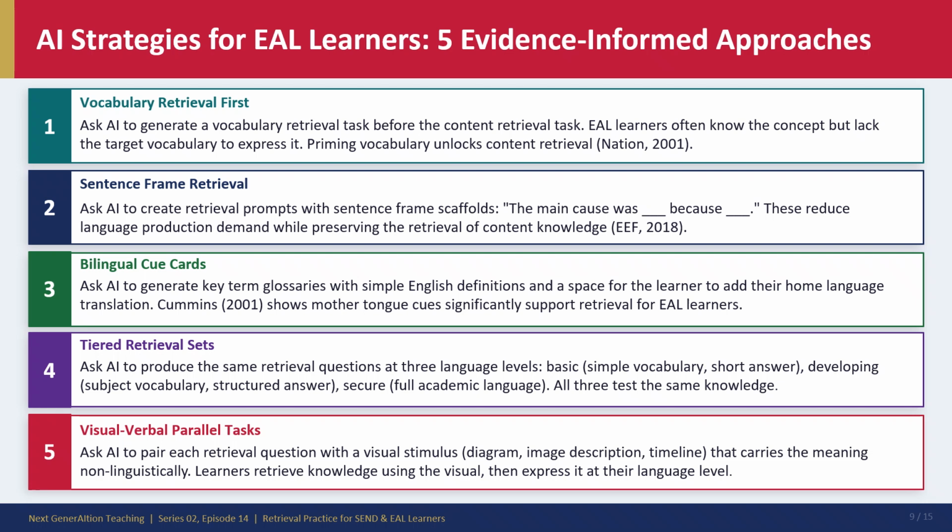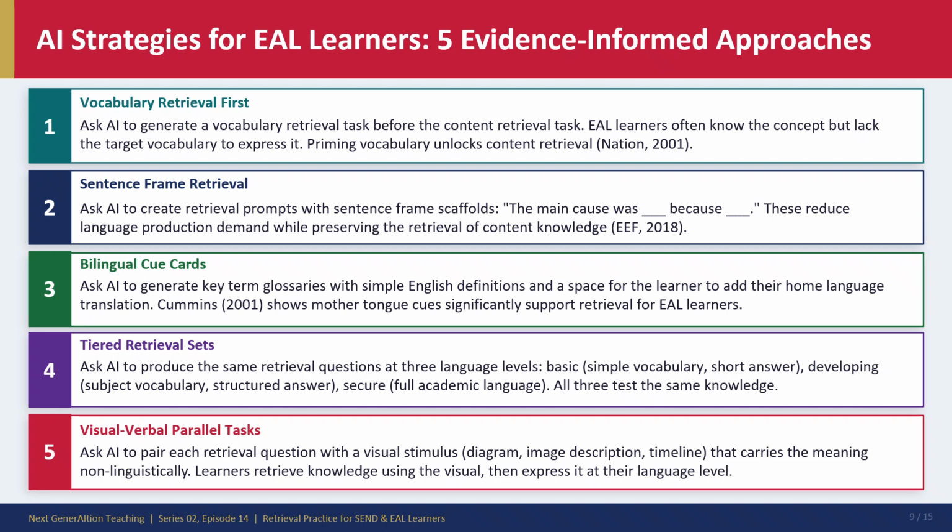Strategy 4 is tiered retrieval sets. Ask AI to produce the same level retrieval questions at 3 language levels. Basic: simple vocabulary, short answer. Developing: subject vocabulary required and structured responses. Secure: full academic language, extended response. All 3 tiers test the same content knowledge. The differentiation is in language demand and not in what is being retrieved.